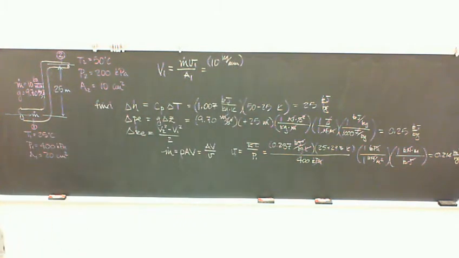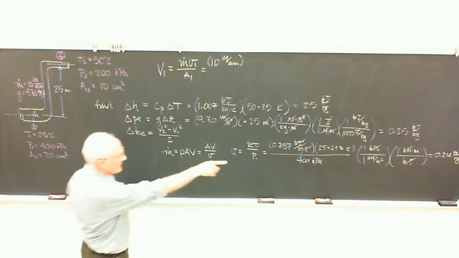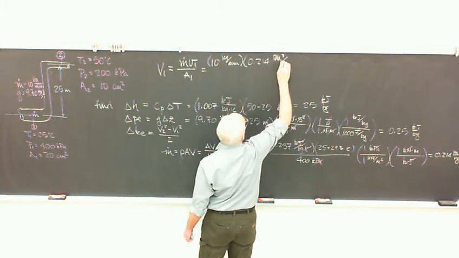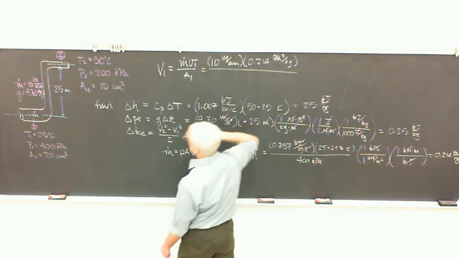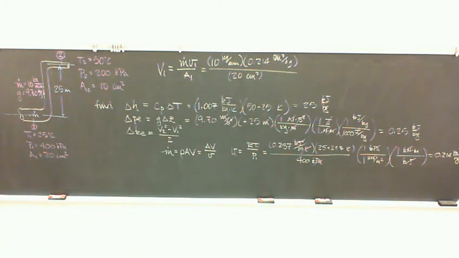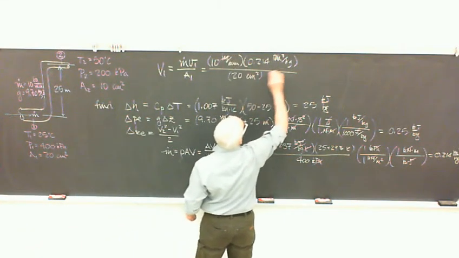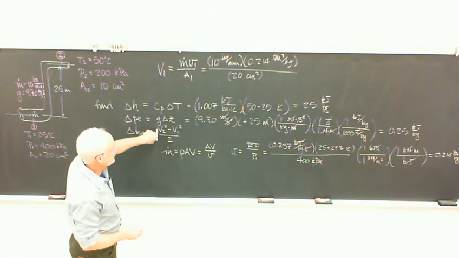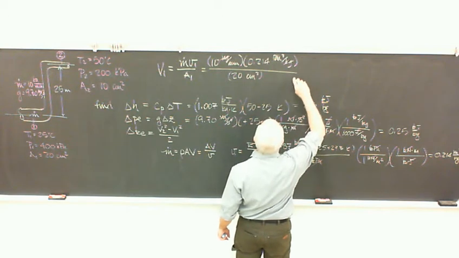Mass flow rate, 10 kilograms per minute, given. V1 we just found. The units work out perfectly. You get meters cubed per minute per centimeter squared, kilograms per kilogram. What should the units be? Kilograms per mole. Should be meters per second. We're going to square those, meters per second squared. We've seen that before, that works out as units of energy, specific energy in this case.